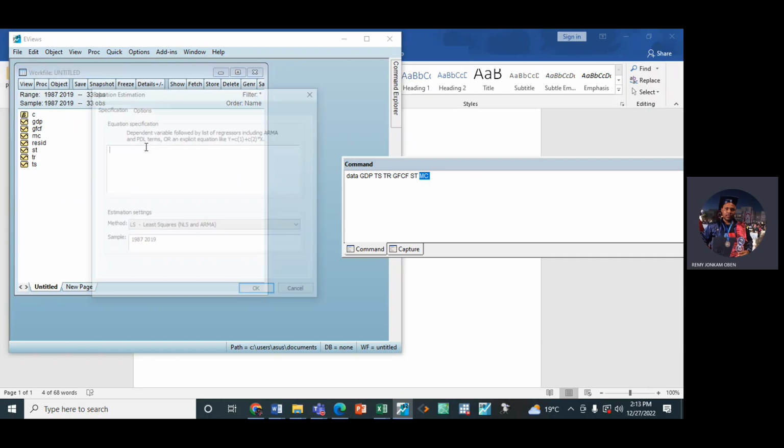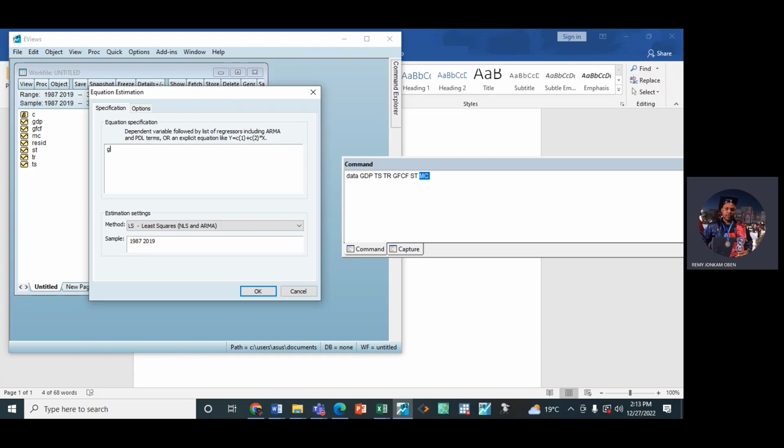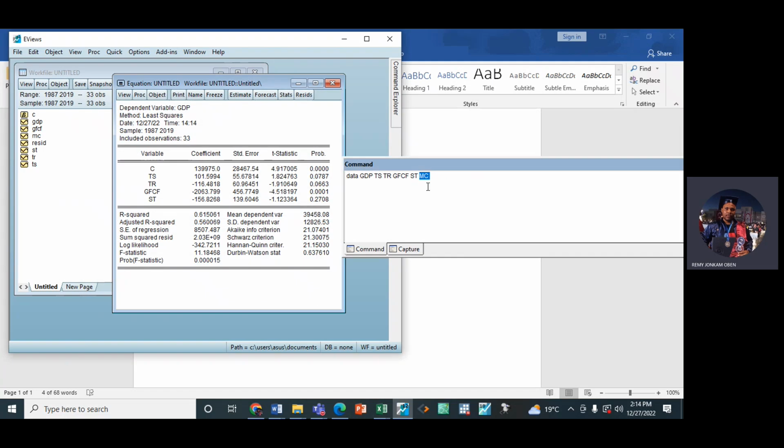So this is the regression: TRO, gross fixed, ST, constant. Guys, the constant can be at the end or the beginning, it doesn't matter. So this is the regression now without MC. Now I want to check if I have committed omitted variable bias or not, right?